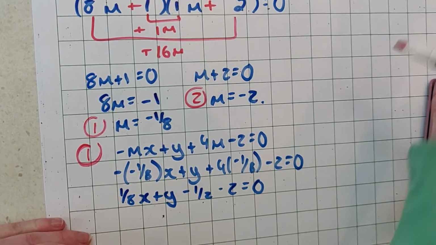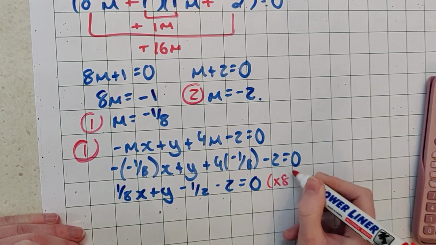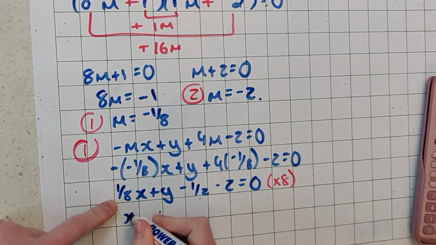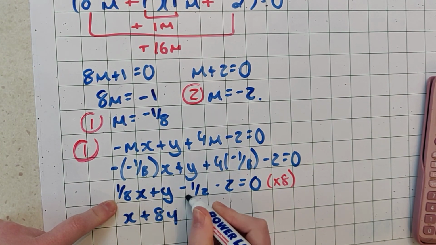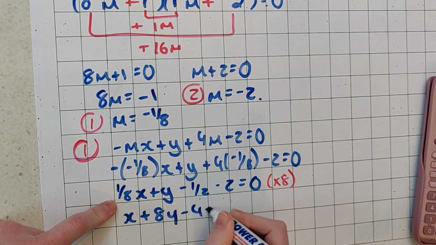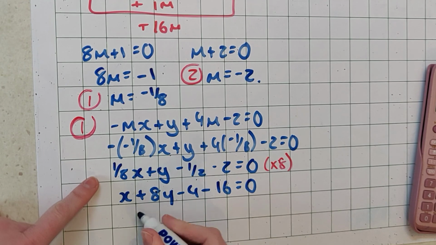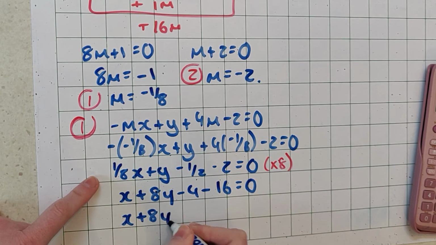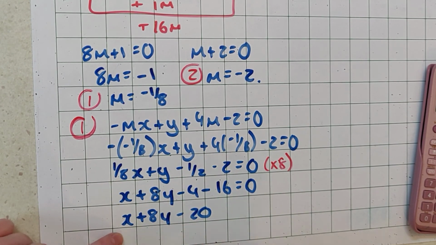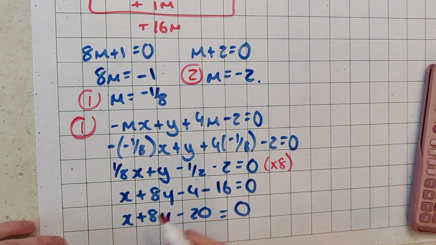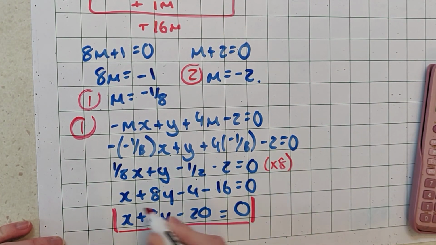The next thing I do to get rid of the fractions is I'm going to multiply everything by 8. So 1 over 8 by 8 just leaves me with x plus 8y. Minus a half by 8 is minus 4. Minus 2 by 8 is minus 16 is equal to 0. So my first equation of a line as my answer is x plus 8y minus 20 is equal to 0. But now I need to do this again for the second slope that I found.